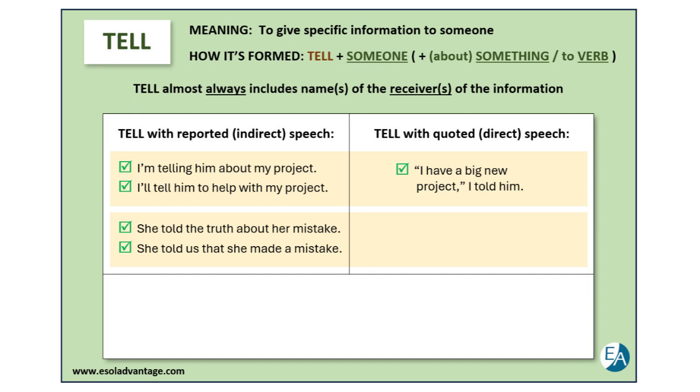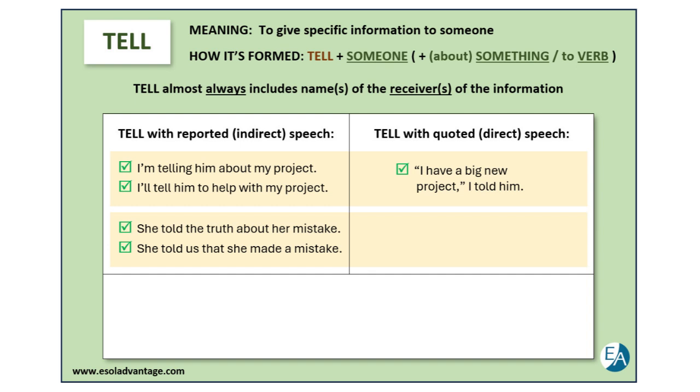These sentences are interesting because here's a situation in the first sentence where tell doesn't include someone. Instead, it includes a something. She told the truth. There's times when we can use tell with a noun like truth or a lie, but generally we focus on the person, as in sentence number 2. She told us that she made a mistake. Again, those are reported speech. Those were not her exact words.